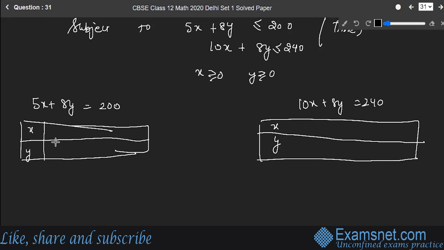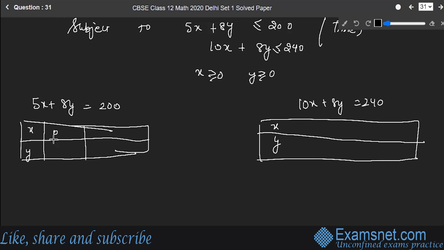Okay. So for this one, if I put x equal to 0, y is equal to 25, and when y is equal to 0, x will come out to be 40. Similarly, in this case, when x is equal to 0, we will have y as 30, and when y is 0, x will come out to be 24. Now let's plot these points on the graph.